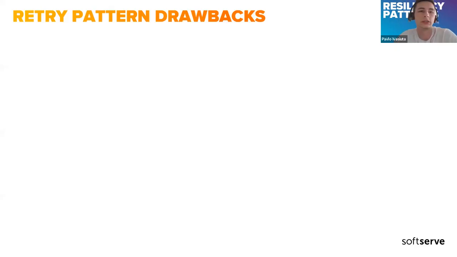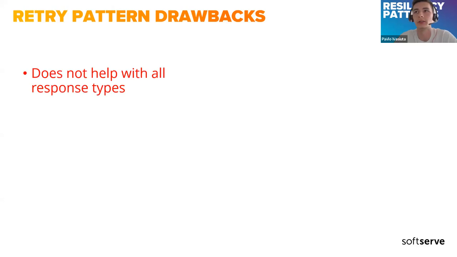So let's maybe talk about the drawbacks. For example, if the server returns any client failure status code, for example unauthorized, no matter how many times we use retrying, it will not help, since the issue is not related to server load or network issues. So we should handle that and behave differently based on the status code we received. So we should apply some status code filtering.